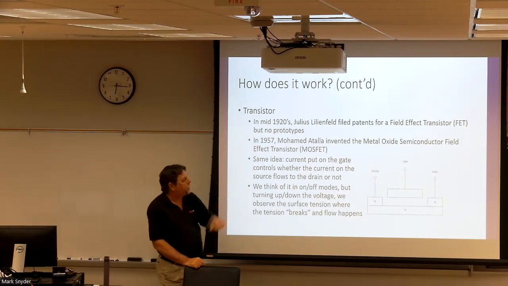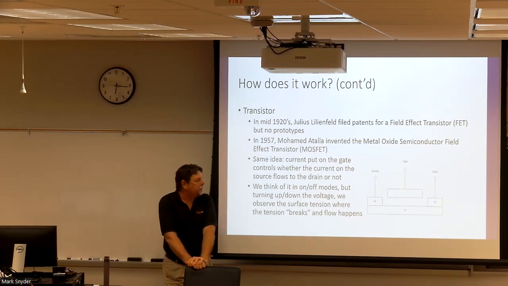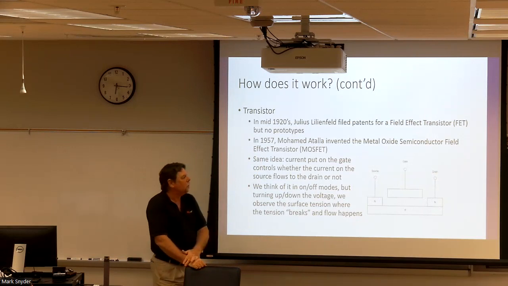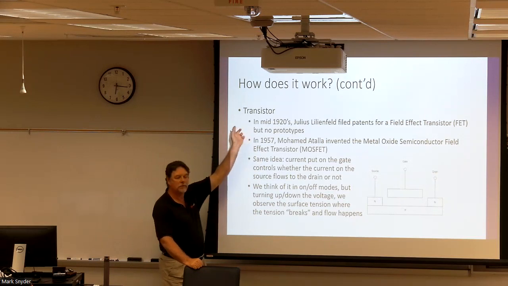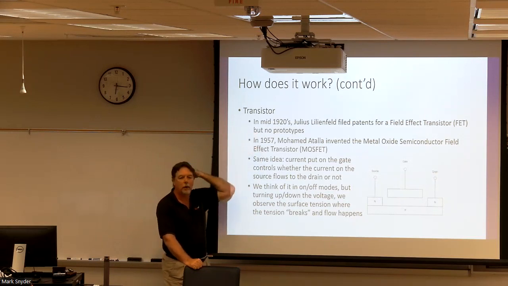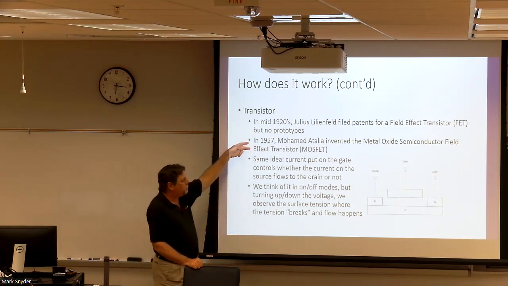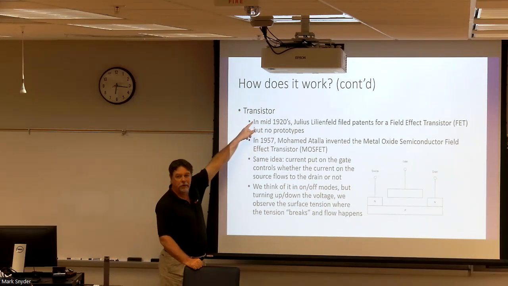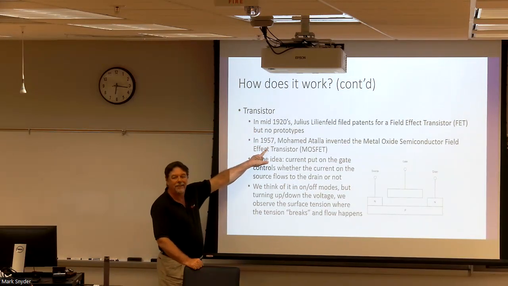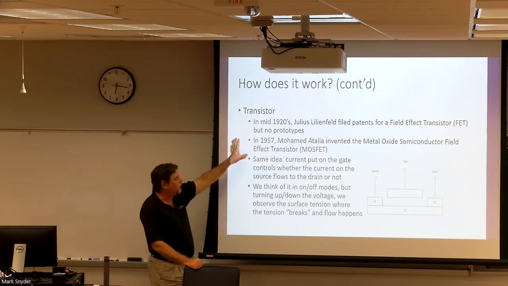But he filed a patent for this thing called a field effect transistor. Not as cool as the thermionic triode, but okay. With a name like Julius Lilienfeld, maybe we can give him a break on that too. But he never did build a prototype. He just thought, hey, this would be a really cool idea, drew up some stuff, filed a patent for it, and then never realized it. So then this guy named Mohamed Atalla in '57. So from the '20s all the way up to 1957, nobody does anything with this.